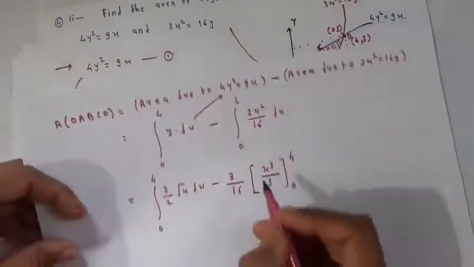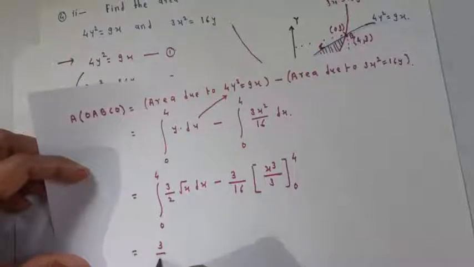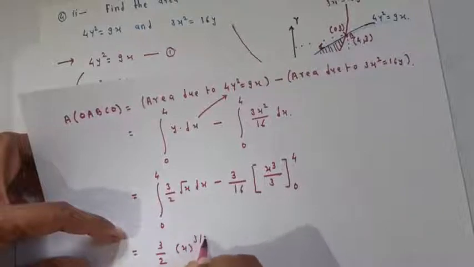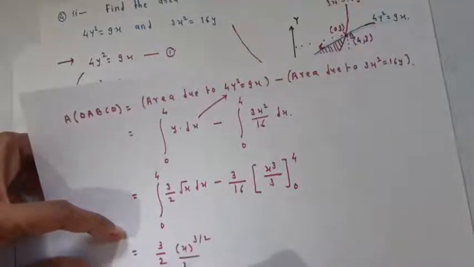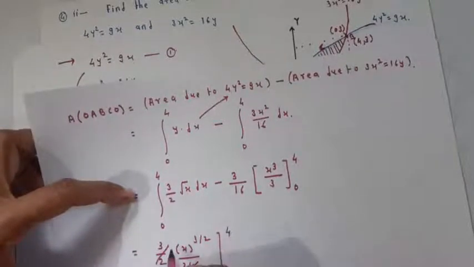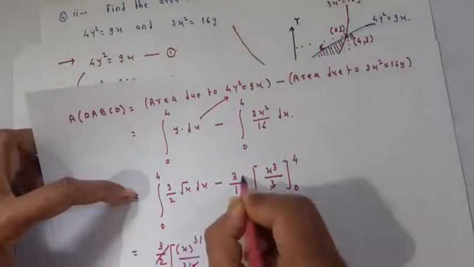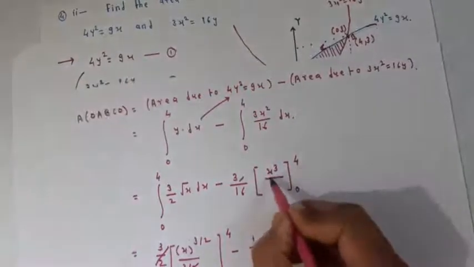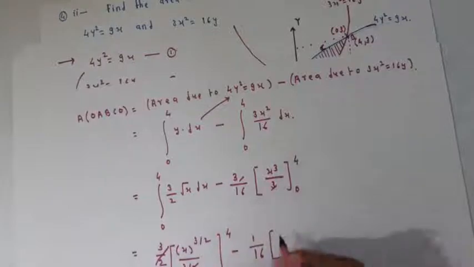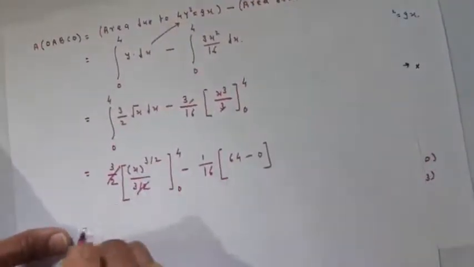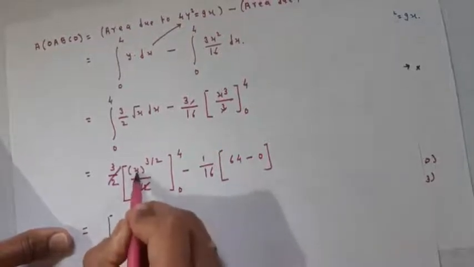Okay, now this is 3 by 2. Integration of root x is x raised to 3 by 2 upon 3 by 2. This 3 by 2 gets cancelled. Limits of integration 0 to 4, minus this 3 gets cancelled, 1 by 16. Okay, and put the upper limit and lower limit, that is 64 minus 0.